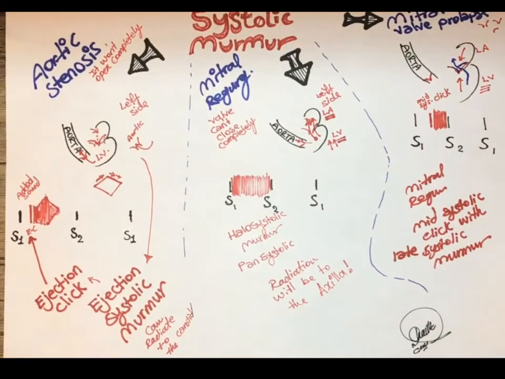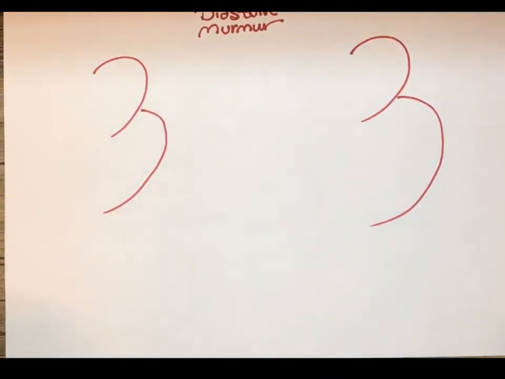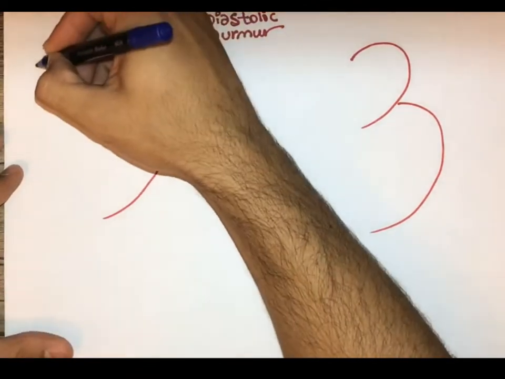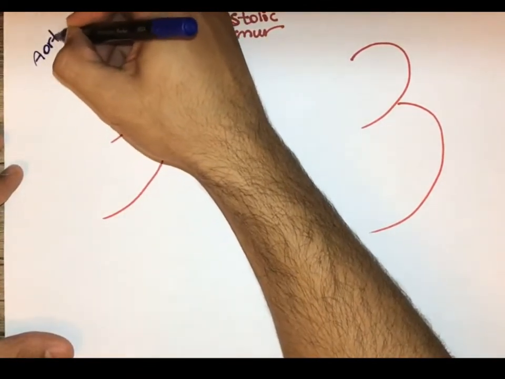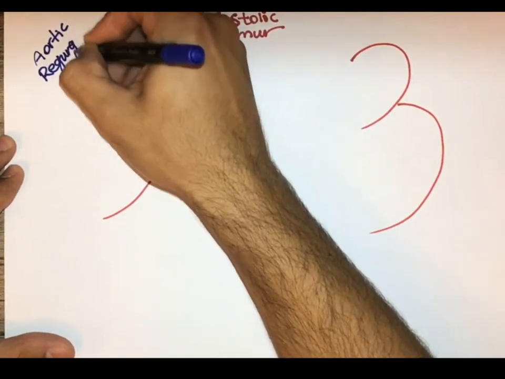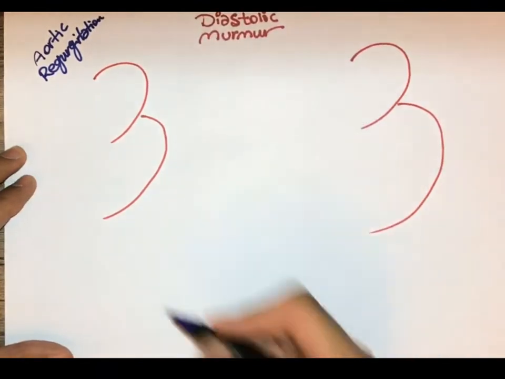Now talking about the last part, which is diastolic murmurs. Now it is of two cases. The first one is aortic regurgitation. So what is happening here?